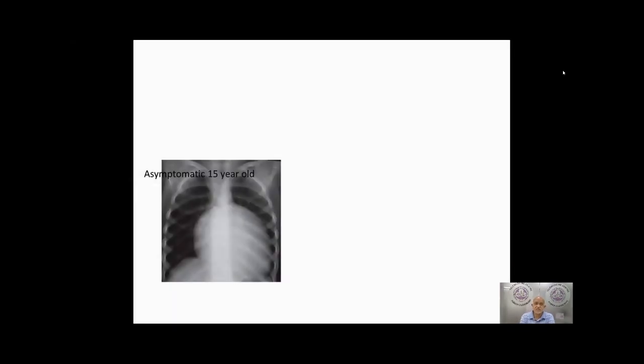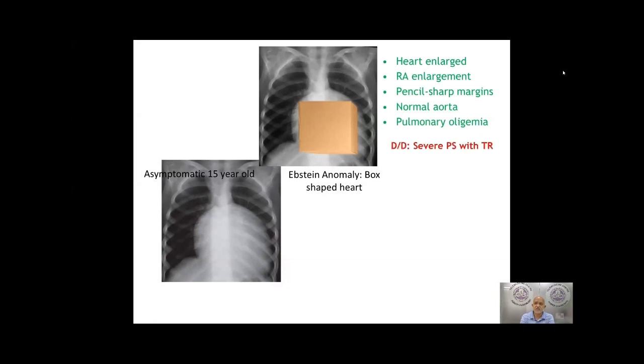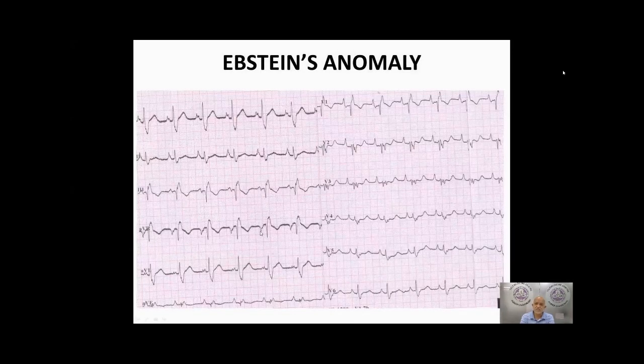Another typical appearance, called the box or money bag appearance, is gross cardiomegaly with decreased pulmonary blood flow. In a relatively asymptomatic child, this is a typical X-ray of Ebstein anomaly, and the box-shaped heart is very strongly suggestive of Ebstein anomaly. There you see an enlarged heart, enlarged RA, pencil-shaped margins, normal aorta, and pulmonary oligemia. Can we confuse it with something else? Yes, we can confuse it with pulmonary stenosis with RV dysfunction, but if I'm not sure, I will show you the X-ray.